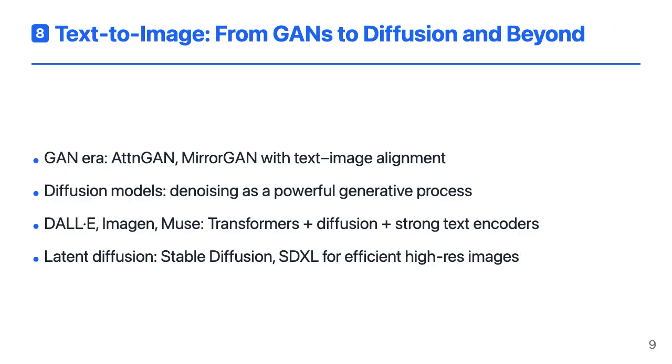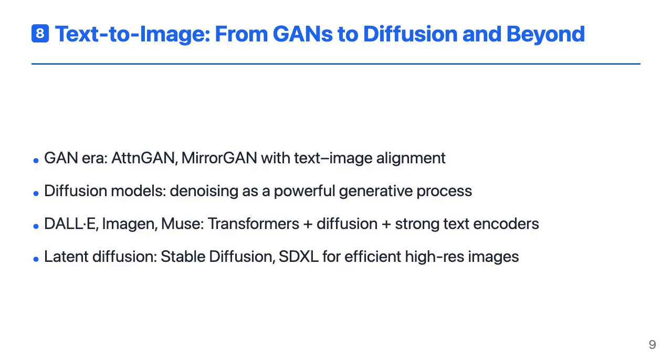Text-to-image generation began with GANs like AttnGAN and MirrorGAN, which used attention to align words with image regions and to check semantic consistency. But GANs were often unstable and hard to scale. Diffusion models reframed generation as gradually denoising random noise back into data, leading to robust, high-fidelity images.